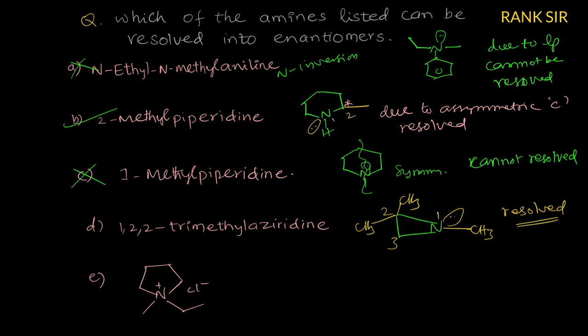Then E. What is the E here? Only the structure is given. Now this is a methyl group, this is an ethyl group, and this is called symmetrical nature. Don't think of left side methyl, right side ethyl. We have to think of it vertically. So it is symmetrical, meaning it can't be resolved. Otherwise, consider that the left and right groups are the same, so it cannot be resolved.